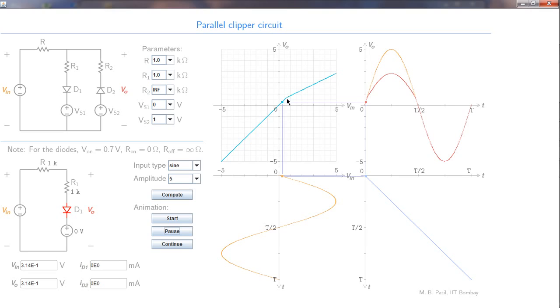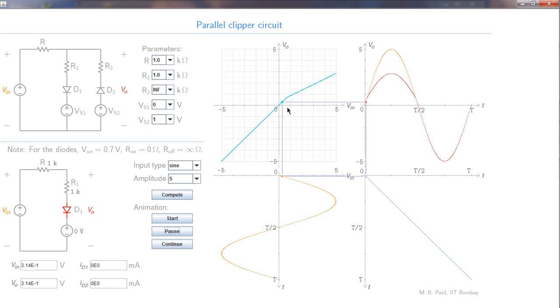Let us first figure out where we expect this breakpoint to be. That breakpoint corresponds to the situation in which the diode just begins to conduct. That means we have about 0.7 volts here, and the current through the circuit is still very small, let's say 0. So we have 0.7 volts, 0 volts here, and no voltage drop across R or R1. So therefore Vi is also 0.7 volts. So we expect the breakpoint to be at Vi equal to 0.7 volts, and that is what this shows over here.